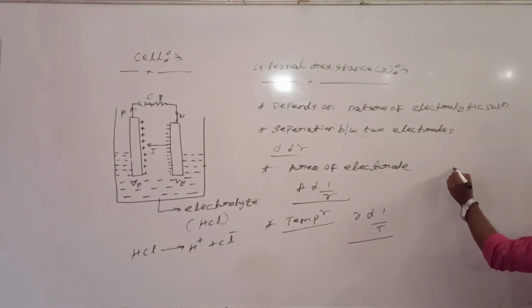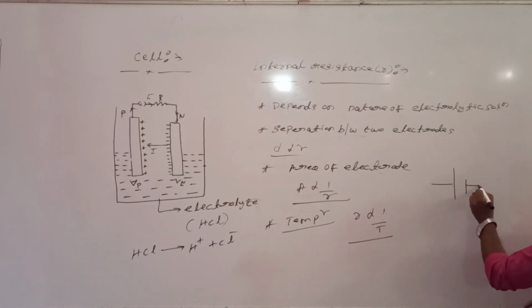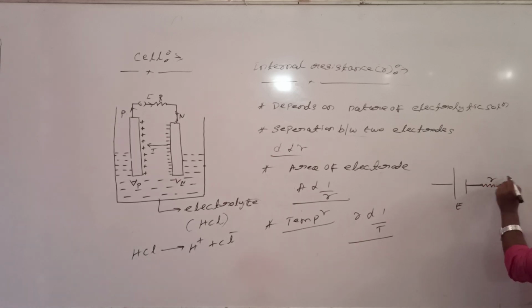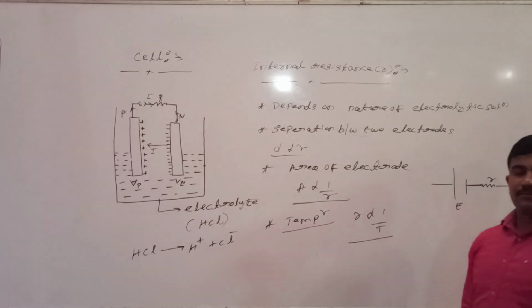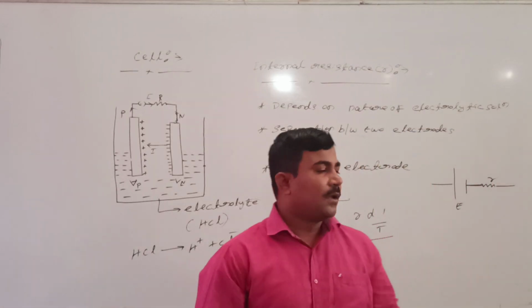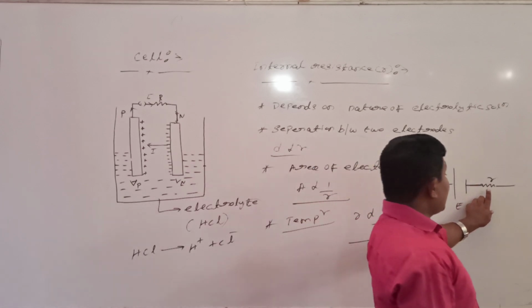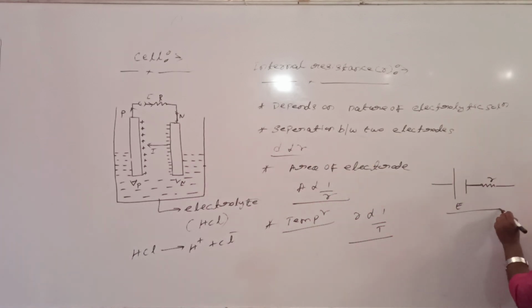If this is the cell, with positive electrode and negative electrode, it has the EMF. If the cell has internal resistance, then symbolically it is represented like this. This is the small r. The cell with internal resistance can be symbolically represented like this.